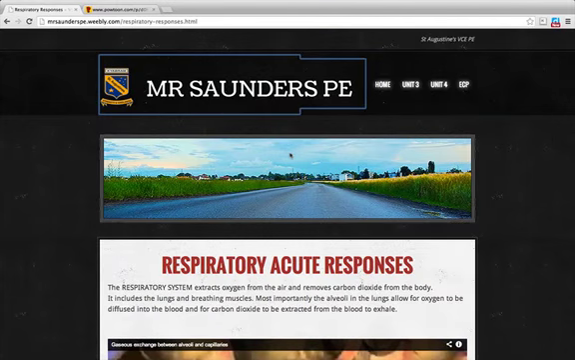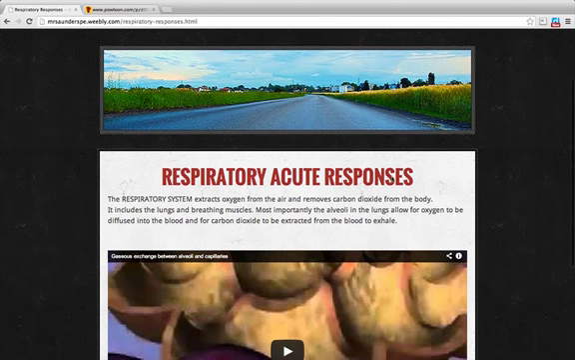Right-oh, today we're talking about respiratory acute responses. So first of all, we just need to define this a little bit. The respiratory system extracts oxygen from the air when we inspire or breathe in, and removes carbon dioxide from the body by expiring or breathing out.